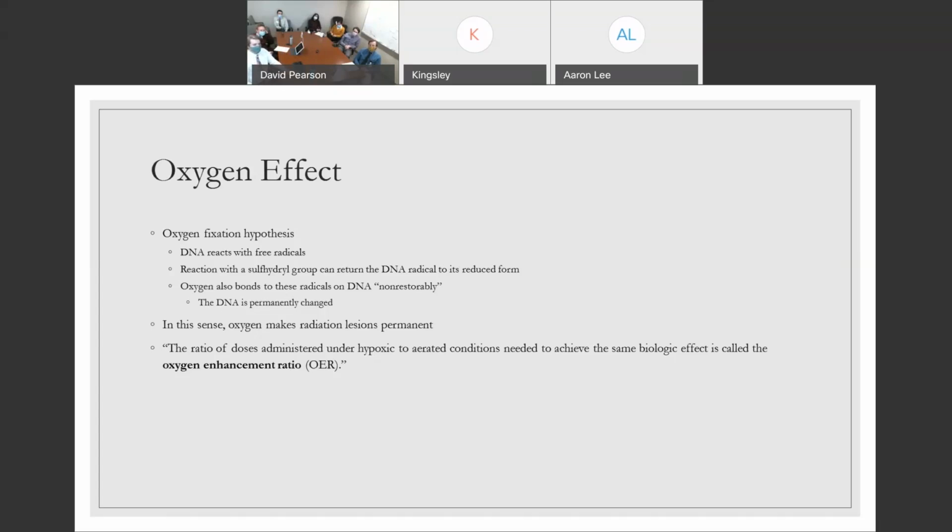And then one little quick note: the ratio of doses administered under hypoxic versus aerated conditions to achieve the same biologic effect is known as the oxygen enhancement ratio.